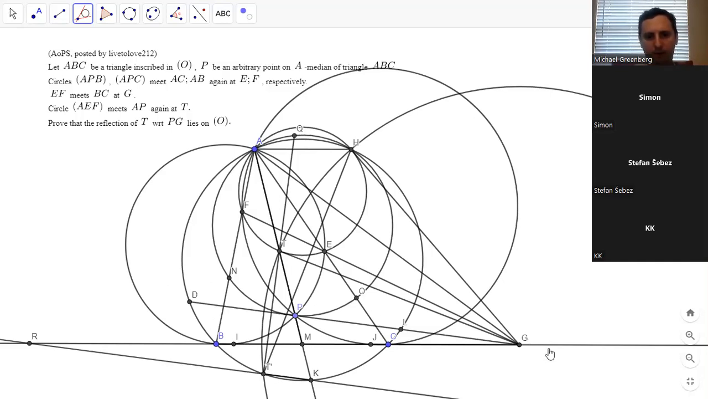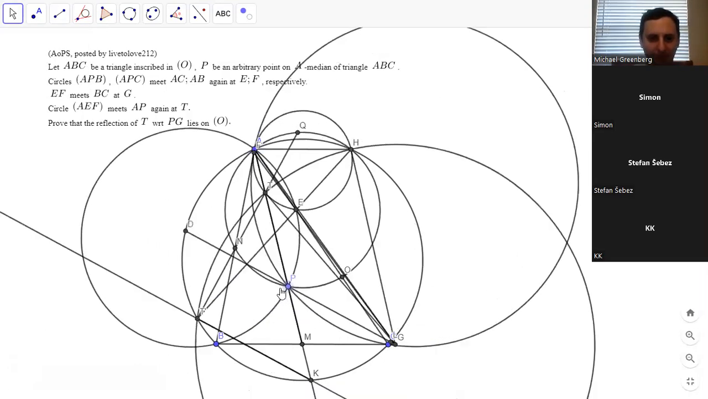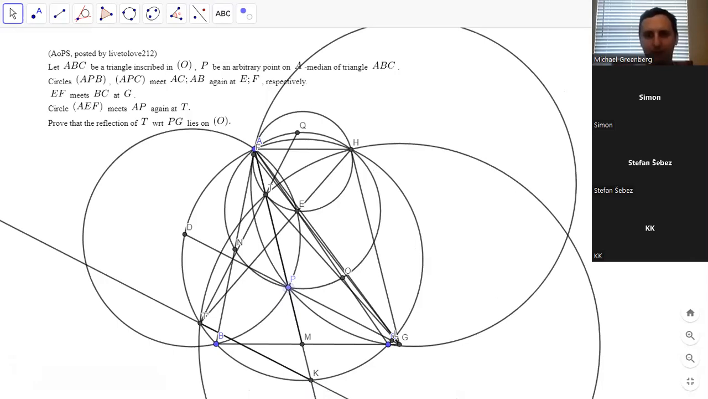So yeah, if this is tangent, can we use that to somehow do an angle chase to prove that this is parallel? That's kind of my idea here. What is tangent? Oh, sorry. GT is tangent, not GP. You're right. I got confused for a sec. Yeah, GP is not tangent.